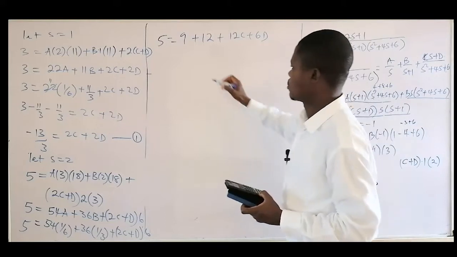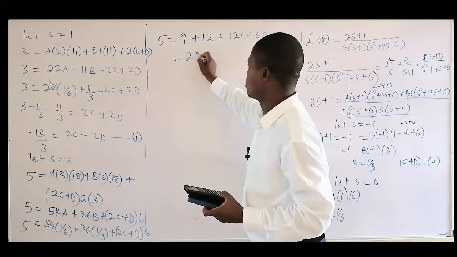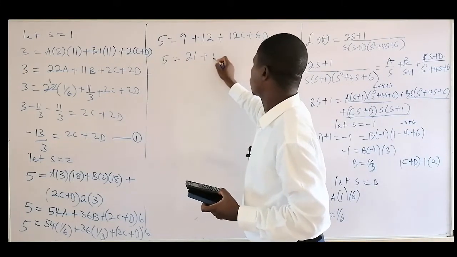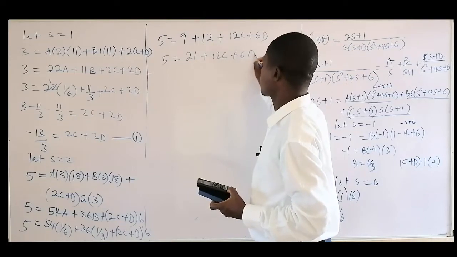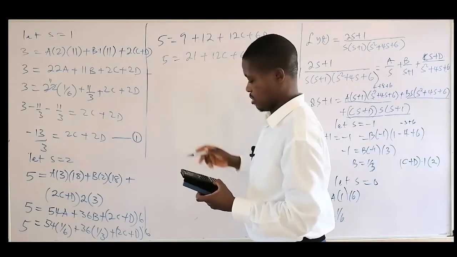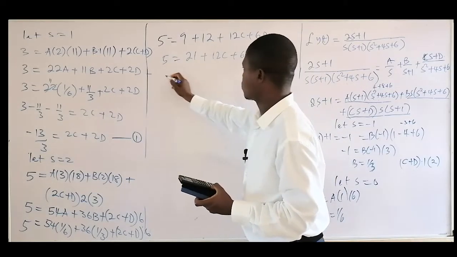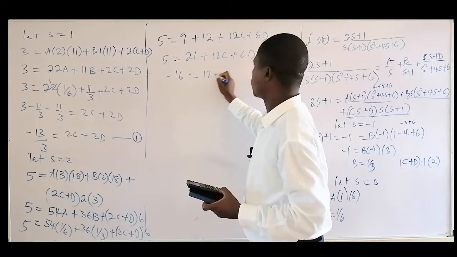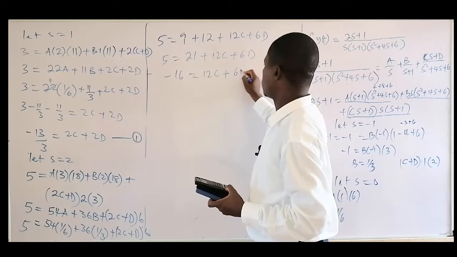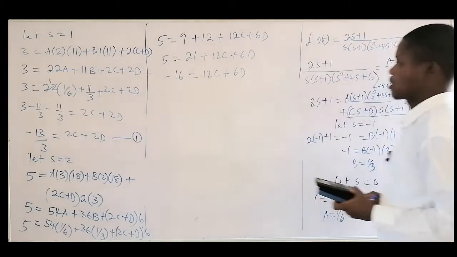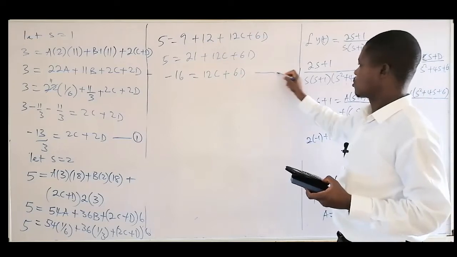Okay, and this will give us 9 plus 12, that's 21. This 5 plus 12c plus 60. You can move this on to the other side. That will be 5 minus 21. That's minus 16, equal to 12c plus 60. Okay, question 2.